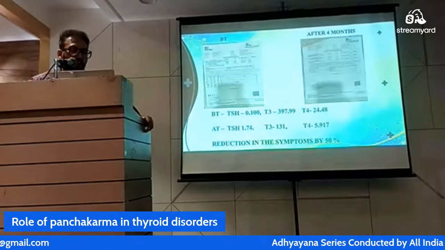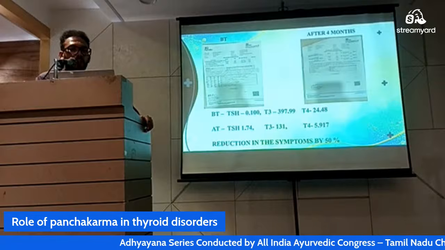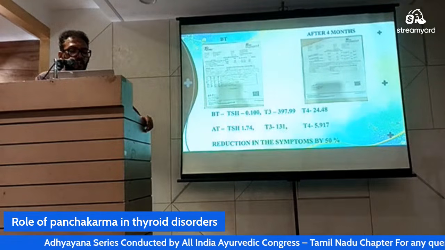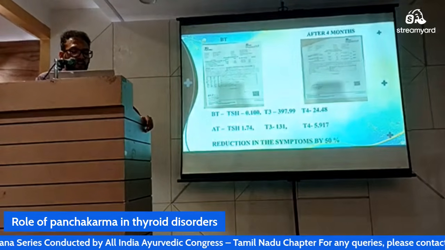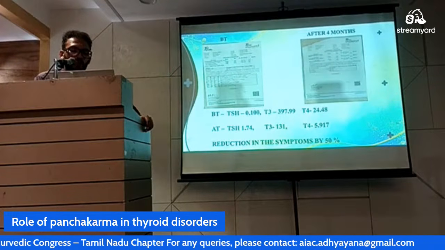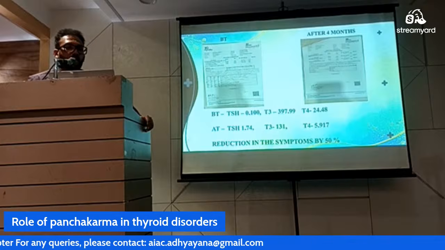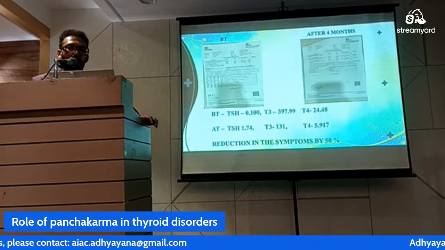So this was the result which was seen. Before treatment, TSH was 0.1, improved to 1.74. T3 397.99 improved to 131. T4, which was 24.48, reduced to 5.917. So reduction of the symptoms was seen by 50% in hyperthyroidism patients.